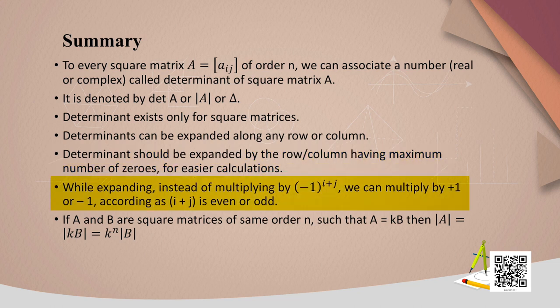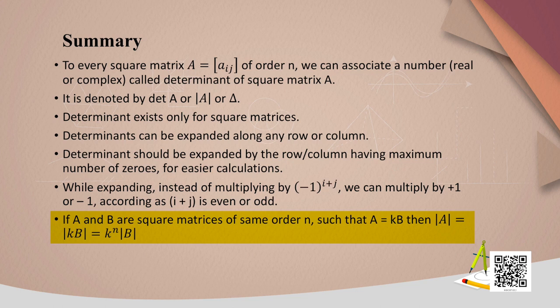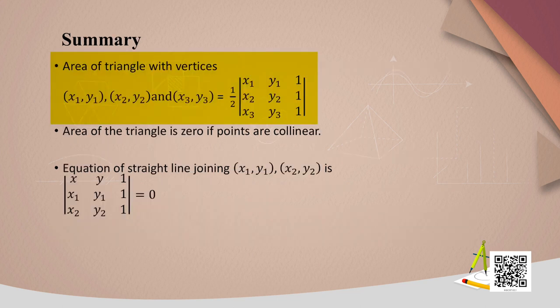You can expand by writing plus minus 1 alternately, whatever the case is. If A and B are square matrices of the same order such that A is equal to K times B, then you can use this property that determinant A is equal to determinant of K times B. You take K common, it becomes K raised to power N. Area of triangle with given 3 vertices can be taken as half times this determinant consisting of vertex 1, vertex 2, vertex 3 and last column 3 is consisting of only ones.